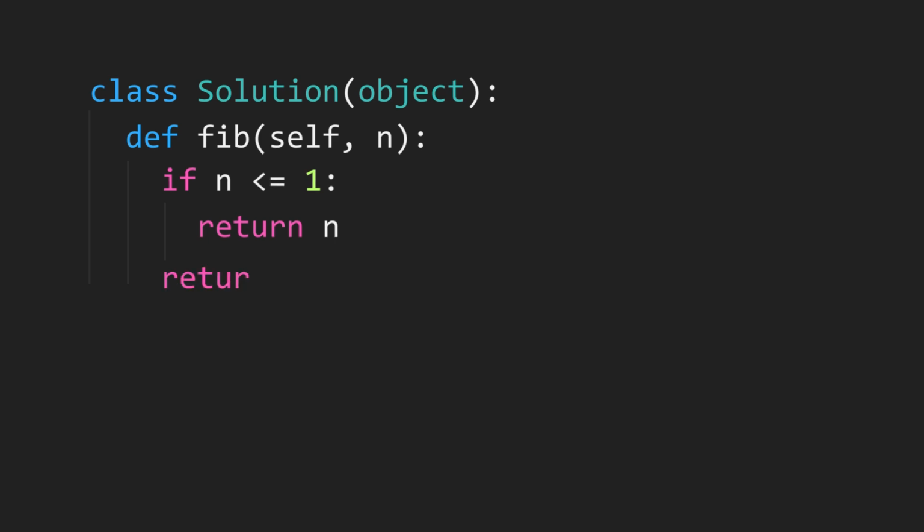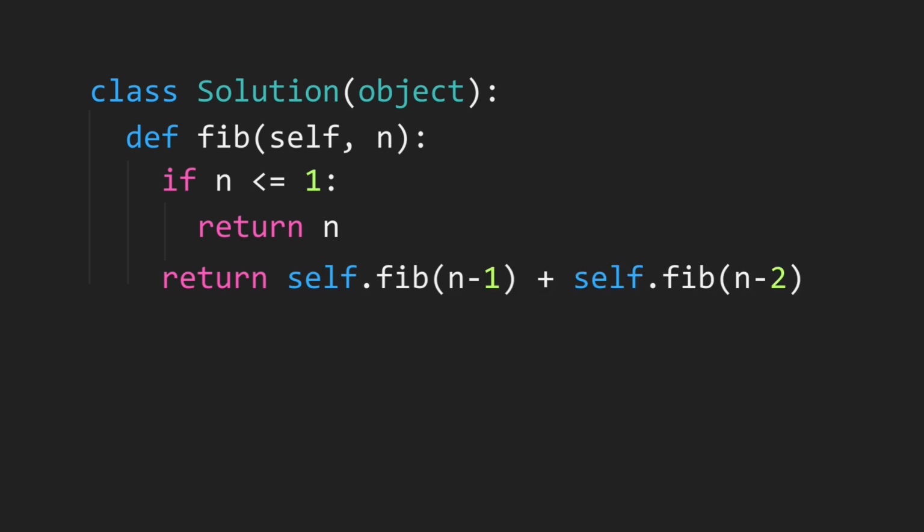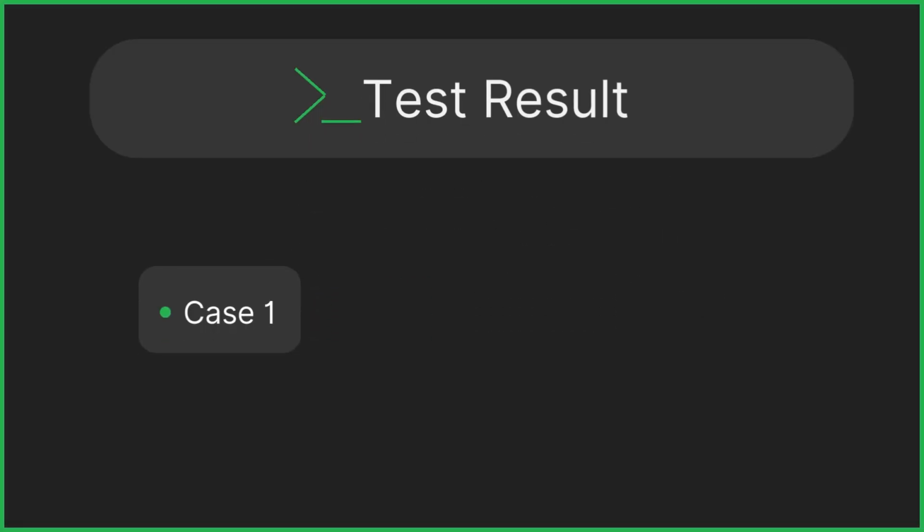For any value of n greater than 1, the function proceeds to the recursive step, where it calls itself twice, once for fibn-1 and once for fibn-2, and then adds the results together. This is the core logic of the Fibonacci sequence, where each number is the sum of the previous two. Finally, the function returns the Fibonacci number for the given n. And that's how you can solve the Fibonacci problem using recursion.